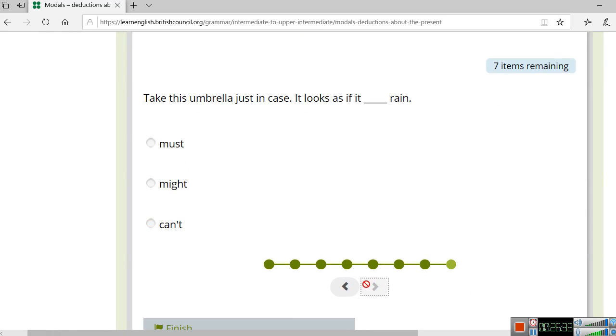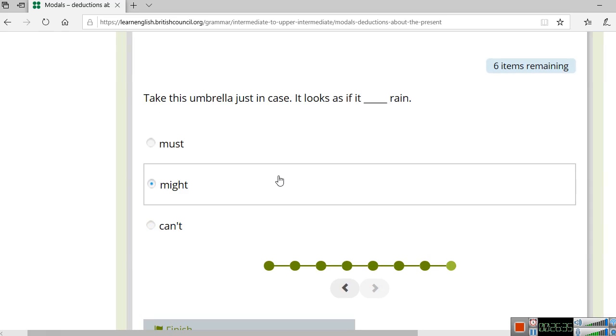And the final one. This umbrella, take this umbrella just in case. It looks as if it blank gonna rain. Now here we have two clues. Take this umbrella and just in case is giving us a very good clue. And also looks as if, that's also a very good clue. So Soriana, please help us with that one.